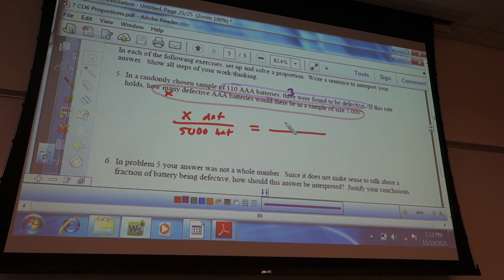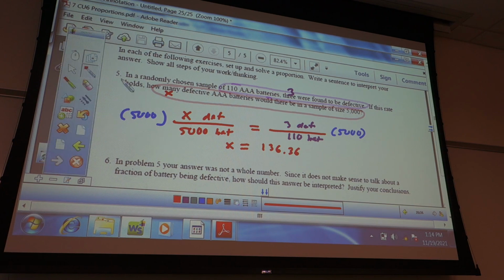So here we said there are 3 defective out of 110 batteries. So we just multiply both sides by 5,000. And end up with x equals 136.36 defective. So what did people have for their sentence?